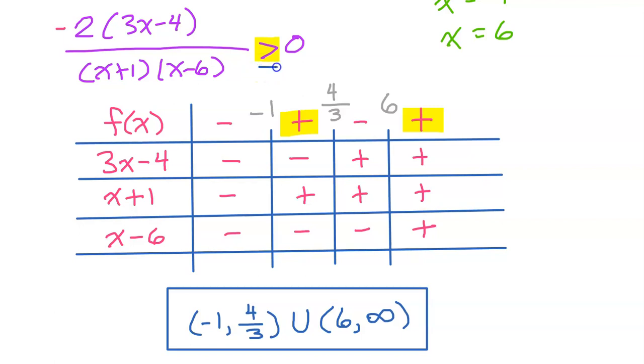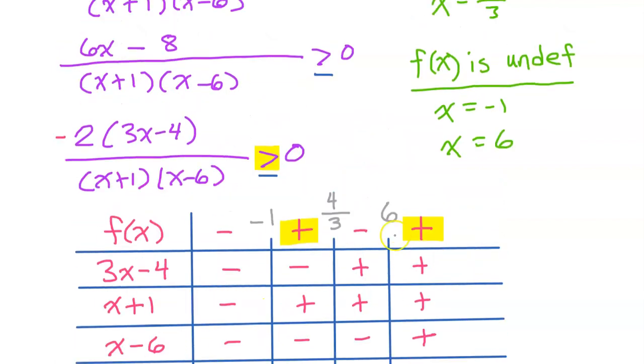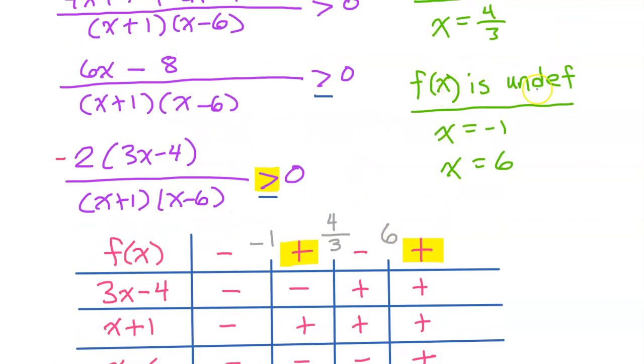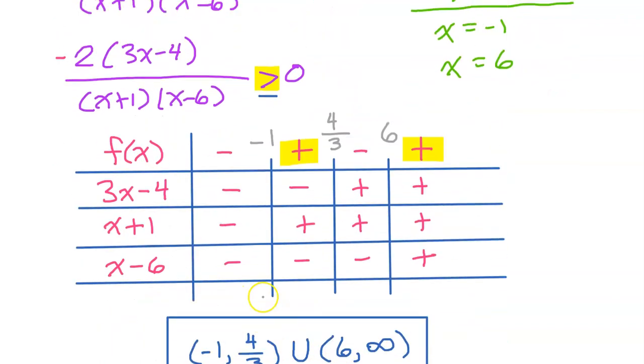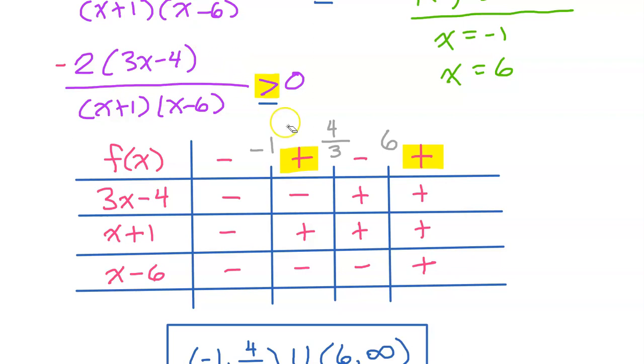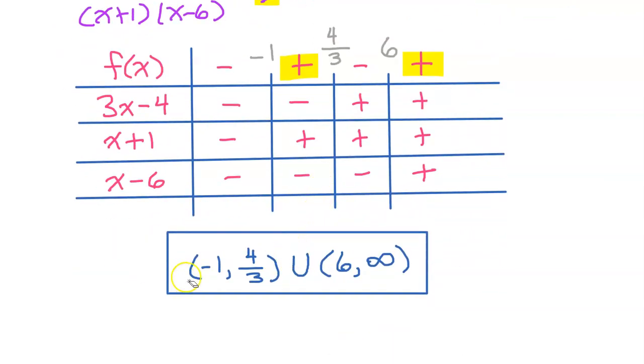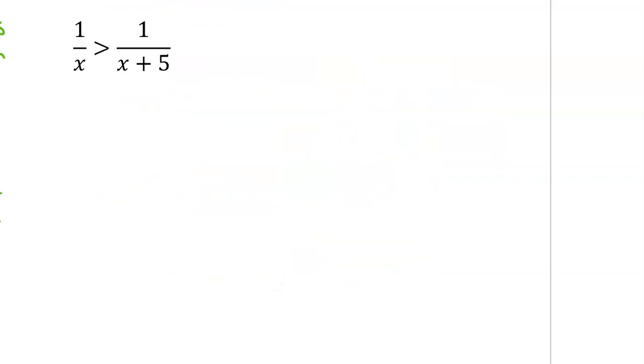However, if this had been greater than or equal to 0, then we would have put a bracket on the 4 over 3. Again, the values that cause f of x to be undefined will always get parentheses, regardless of whether or not you have a little equal to sign with your greater than sign. Anyway, this is the final answer.